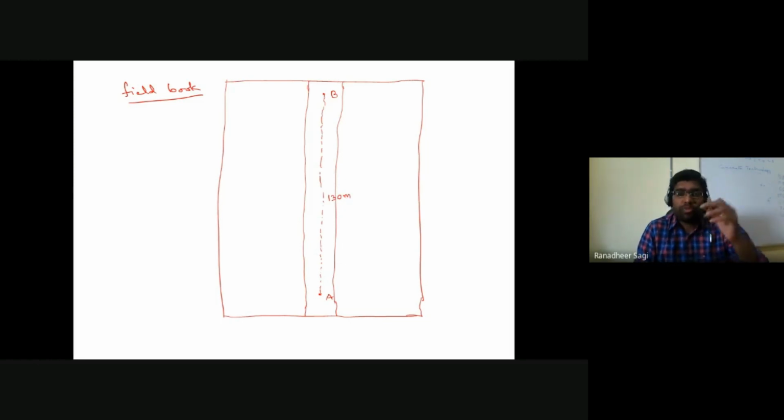Okay, so point A to point B distance is 130 meters. And next, what else have we done? We have tried to locate the position of your first electrical pole, second electrical pole, third electrical pole, and fourth electrical pole. So how did we understand the position of the first pole, second pole, third pole, and fourth pole?